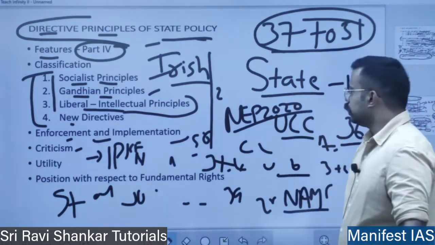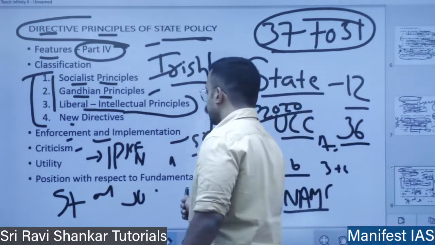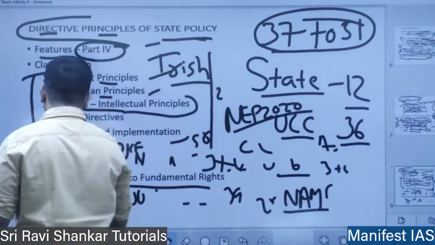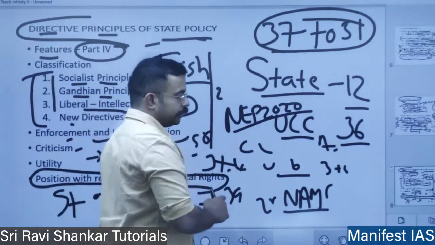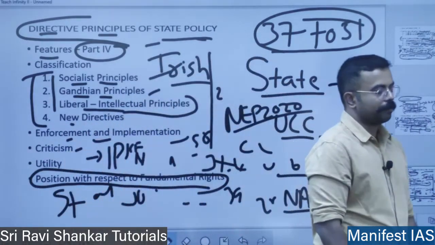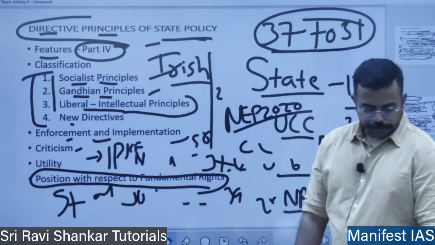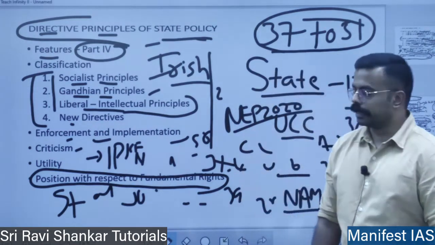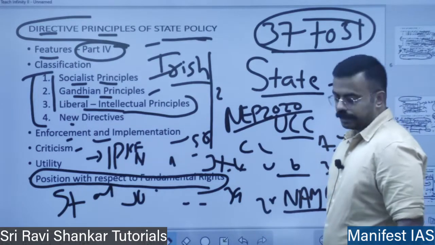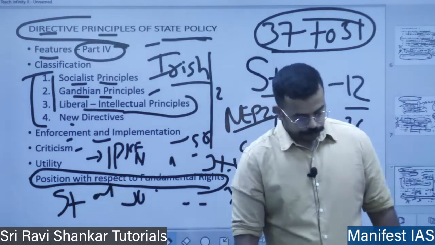So next is the position with respect to fundamental rights. This is the most important section. Which is the case? The Minerva Mills case. So, differences between fundamental rights and directive principles.